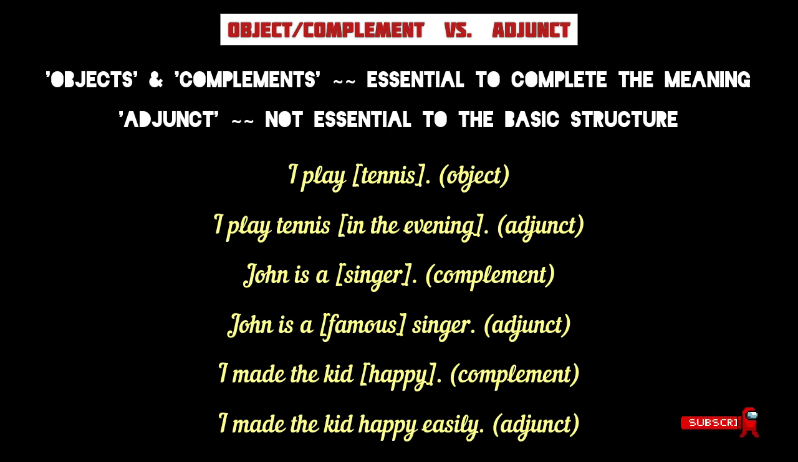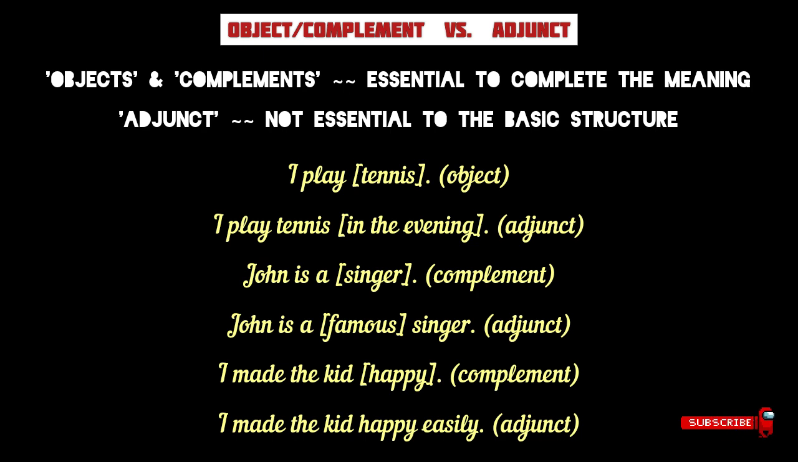In the sentence, I played tennis, tennis is the object of the verb play. However, in the next sentence, I played tennis in the evening, the phrase in the evening is an adverbial adjunct. An object is a noun, but an adjunct does the work of an adverb or an adjective.